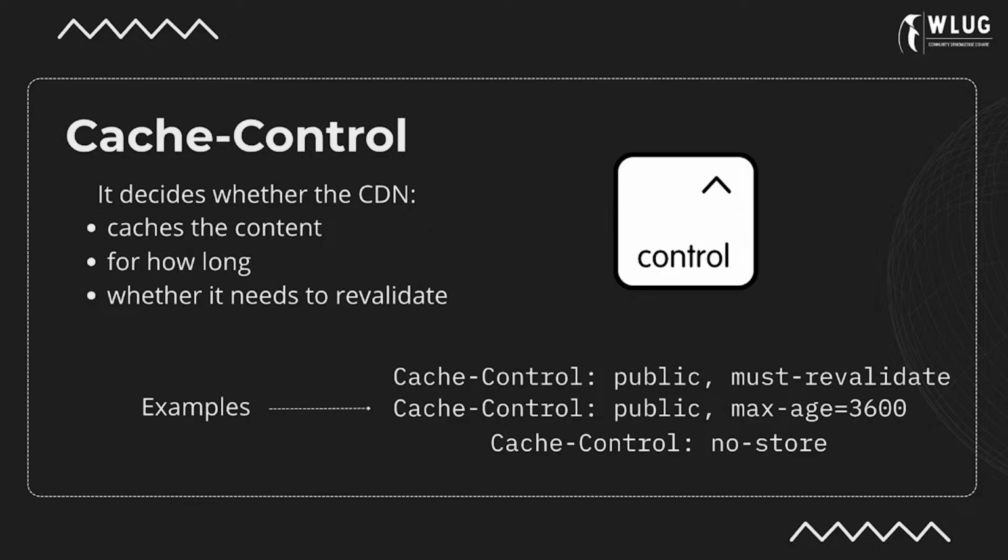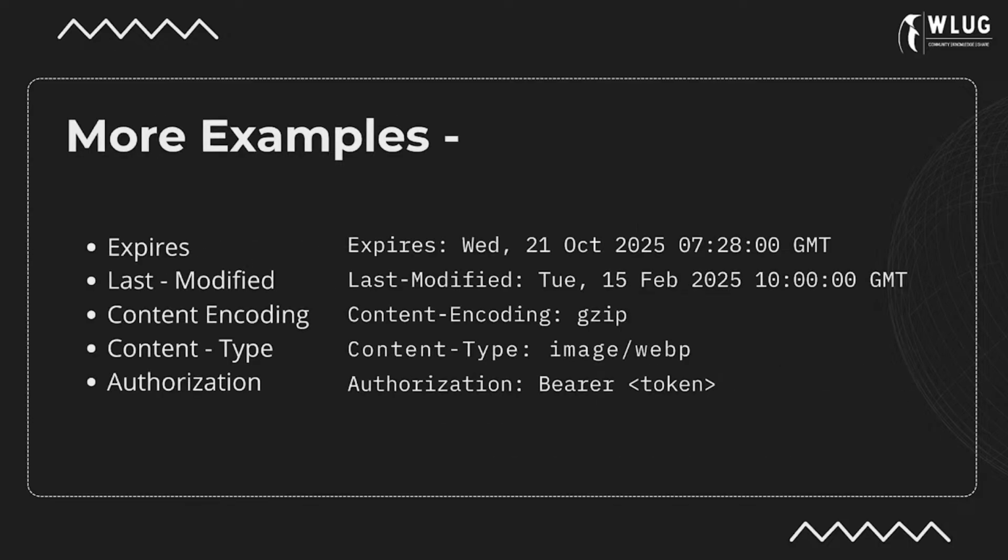This was just one of the headers. There are many more headers, like Expires, which tells us when this cache will expire, Last-Modified, which tells us when the response was last modified, Content-Encoding, like gzip, Content-Type, whether it's a video, an image, a WebP, and Authorization. I'm sure a lot of you must have made a login sign-up page and used JWT tokens, right? To verify them, you check the headers for the token. This is where it is actually stored.